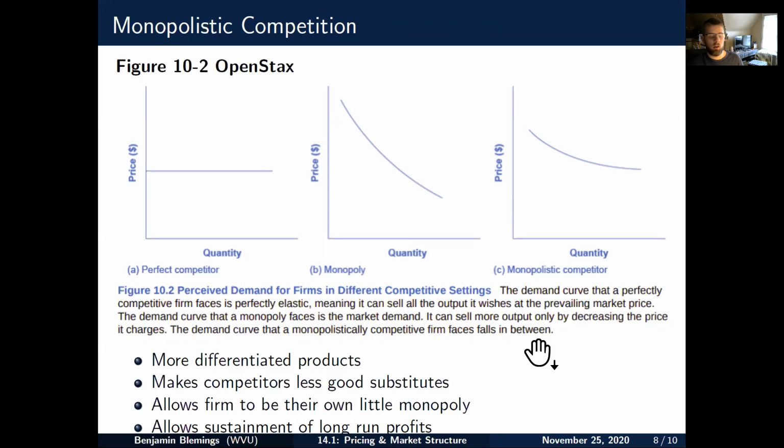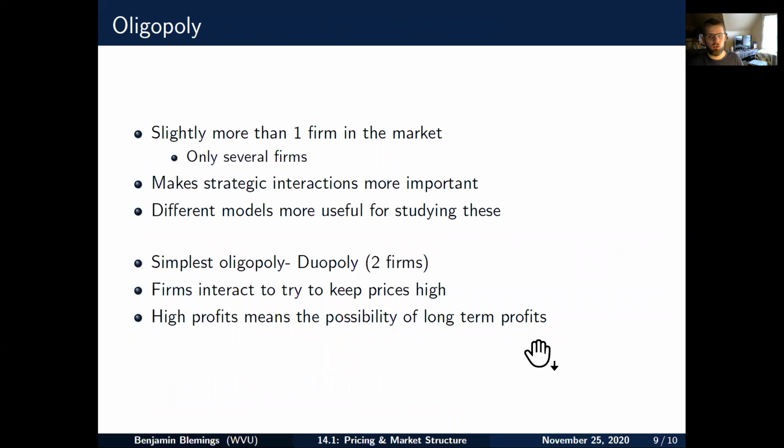And then the last one is oligopoly, which is just slightly more than one firm in the market, several firms. So oligopoly is like a few. And because there's only a few firms in the market, it makes each firm's output and pricing decision really important relative to the other one. And so there's these strategic interactions. And we need different models to study these more attractively. And the simplest oligopoly is a duopoly, which is one more firm than a monopoly.